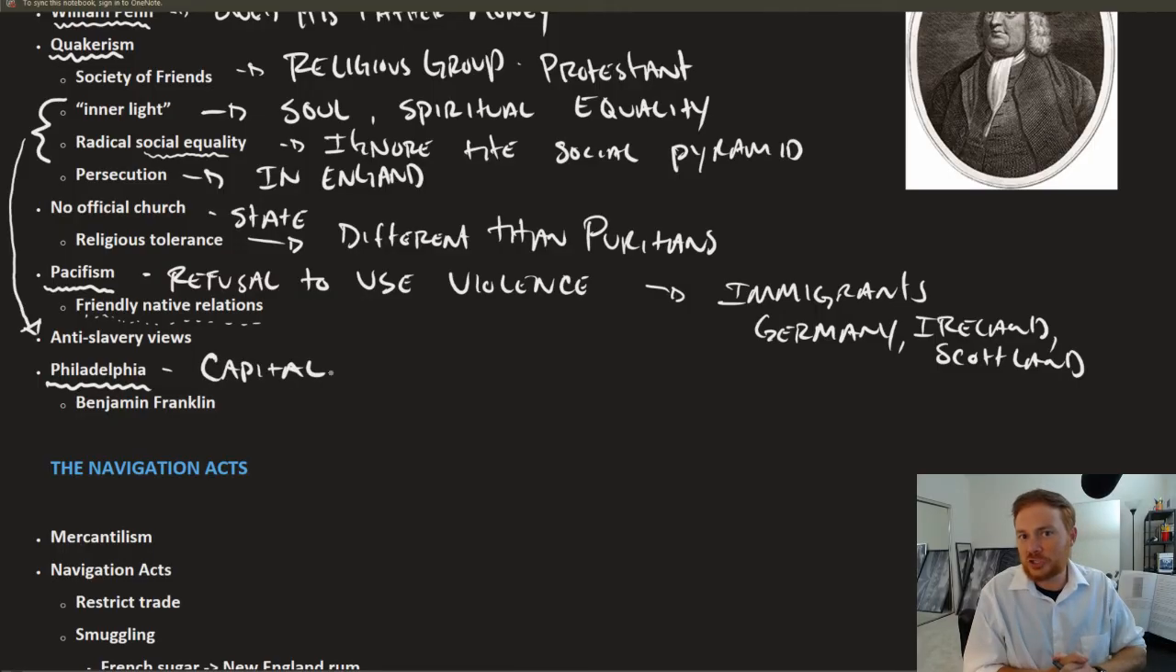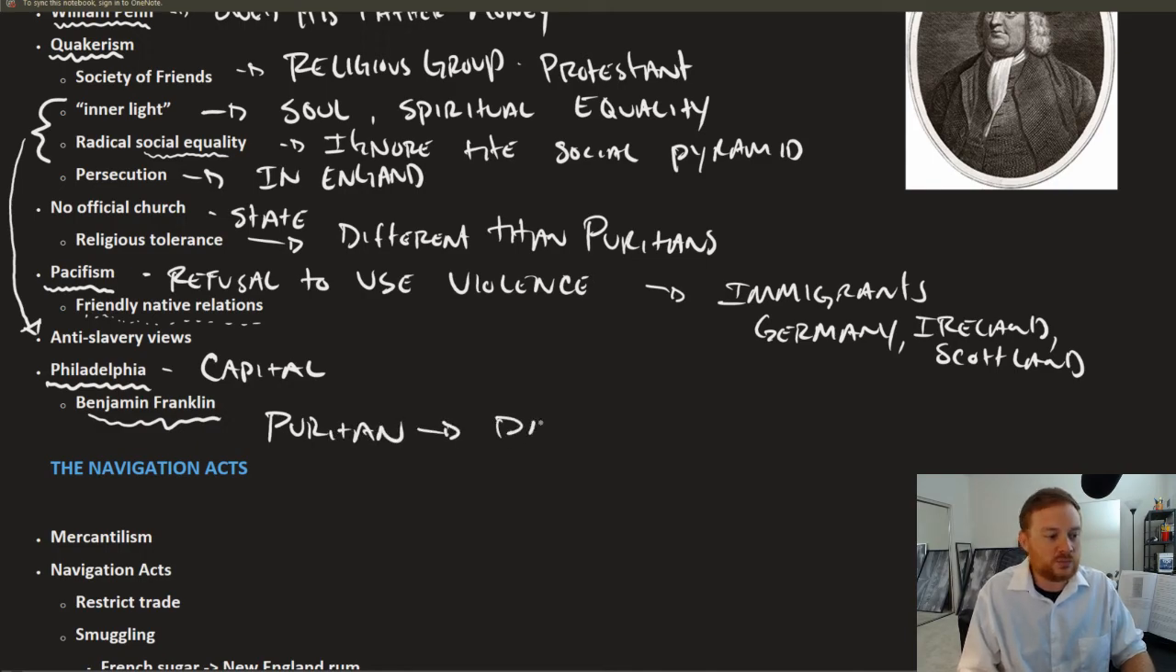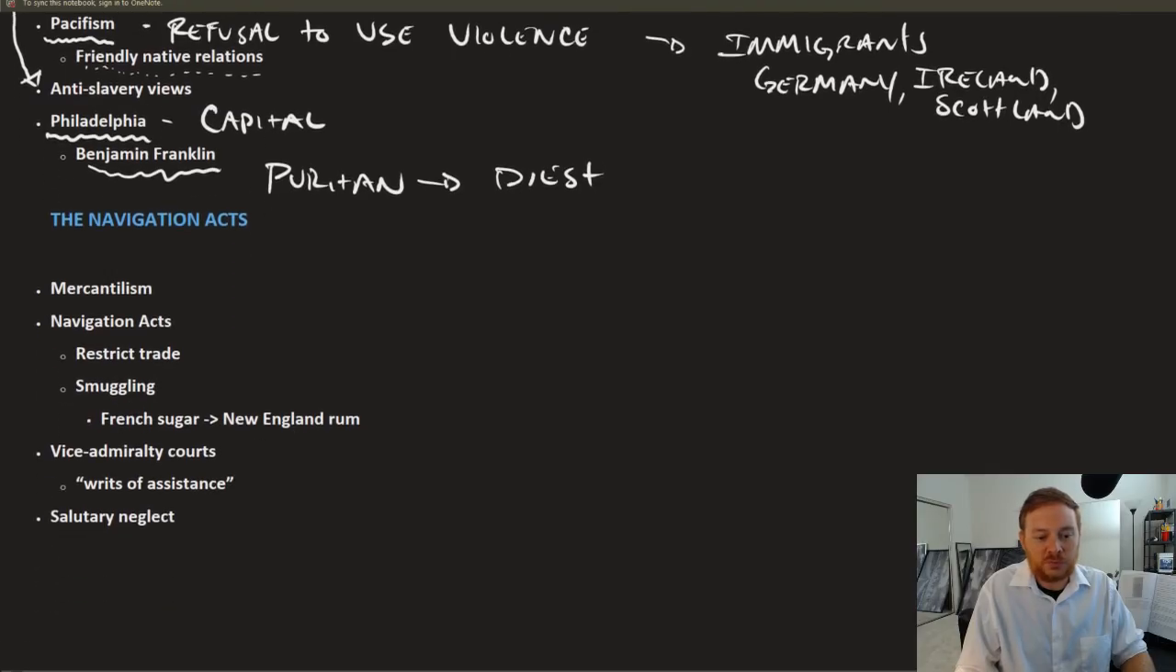Even though there isn't officially one, it surpasses Boston in terms of its population. And a lot of people from within the colonies moved there. Benjamin Franklin is a great example. He was born a Puritan in Boston, and he made his way to Philadelphia and practiced more or less a deist view, the view that God exists but doesn't play an active role in the world. So Benjamin Franklin is a great example of how the Pennsylvania colony and Philadelphia specifically grew in terms of population leading up to the American Revolution.